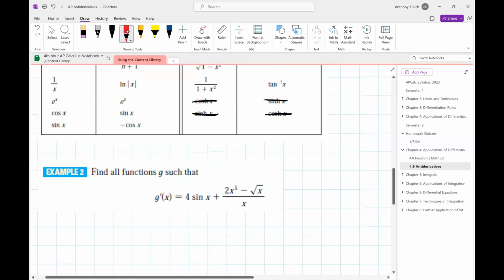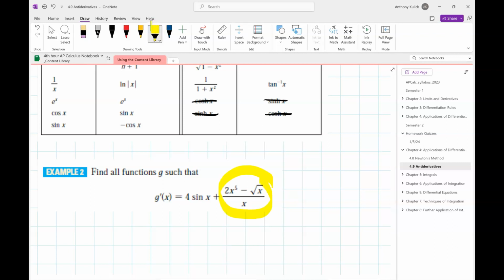Let's do some specific examples here. So we're looking for the antiderivative of g prime of x, which is 4 times sine x plus 2x to the 5th minus square root x, all over x. So the first part should be kind of clear what to do. What are we going to do with this, though? We're going to do some algebra before we get started. What part of this is making it hard to do an antiderivative of? That it's a quotient, right?